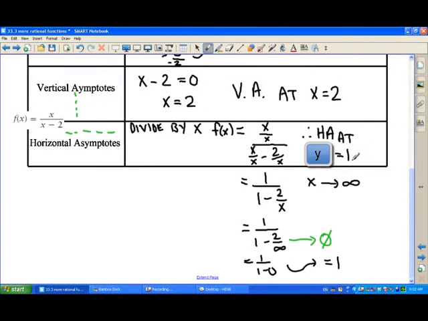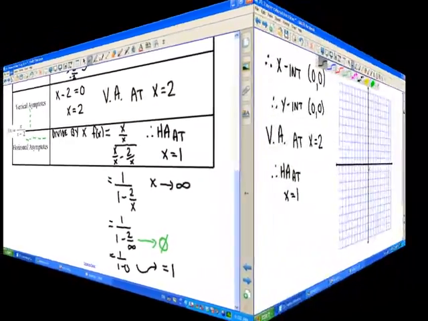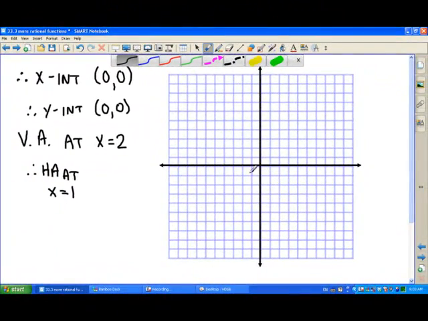Now we can take all this information and we can graph it. I'll start by filling in my scale.